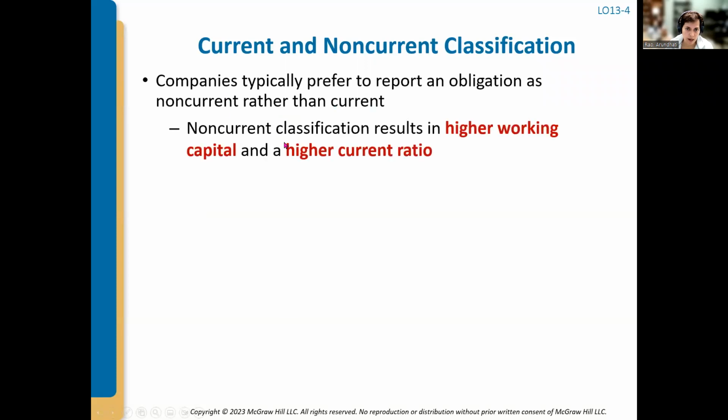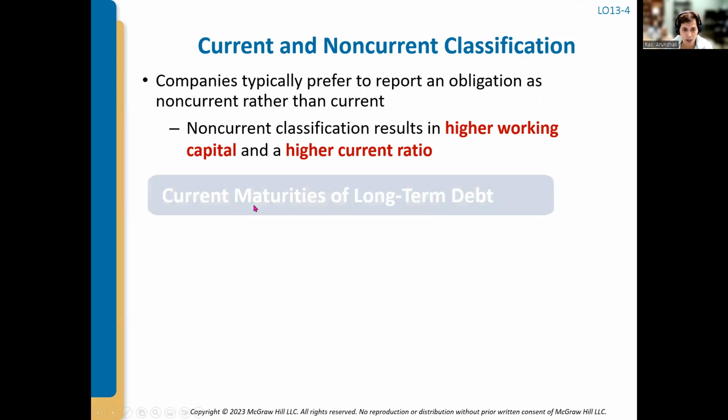If it's a non-current liability, the current liabilities are not affected, therefore their working capital is higher, which is current assets minus current liabilities. And also their current ratio will be higher, which is current assets divided by current liabilities. So the focus over here is on what can we do to not put a liability as current if possible, but you may not have that choice.